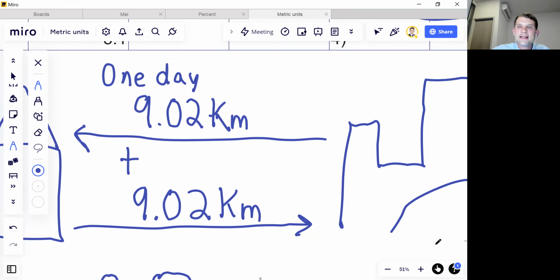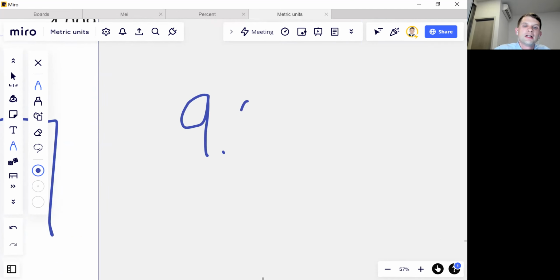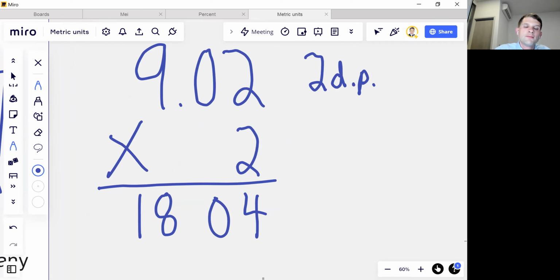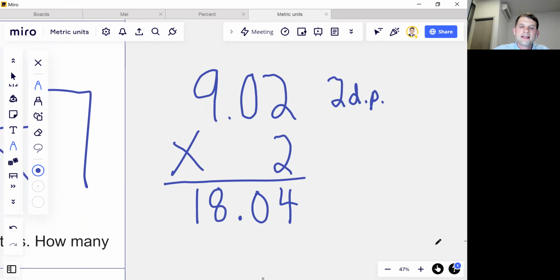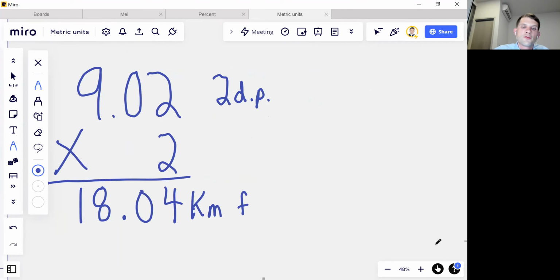I could either add these, or I could multiply 9.02 times 2. So let me go ahead and do that really quickly. So we take 9.02 times 2, okay, and we get, for this one, we know we have 2 decimal places on our top number. So we need to put the decimal here right in the middle, or 2 places from the right there in the middle. So that'll be 18.04 kilometers per day. Okay. So that's just for one day.